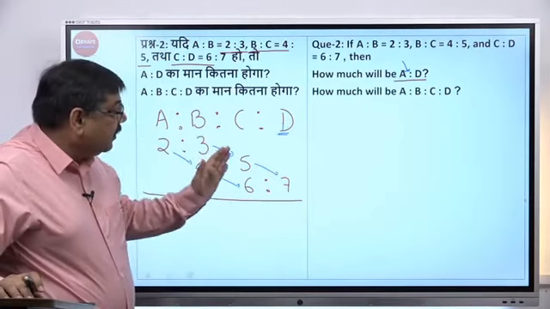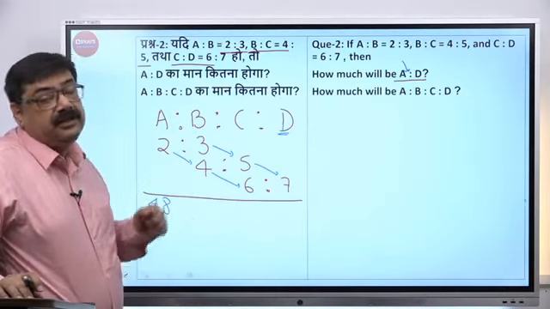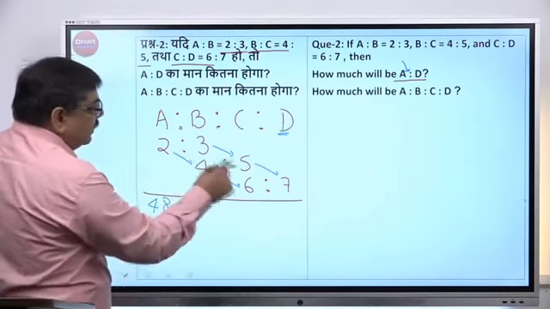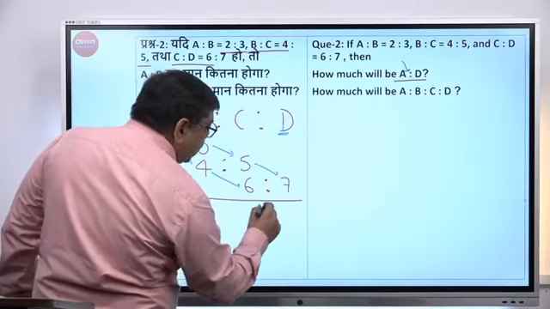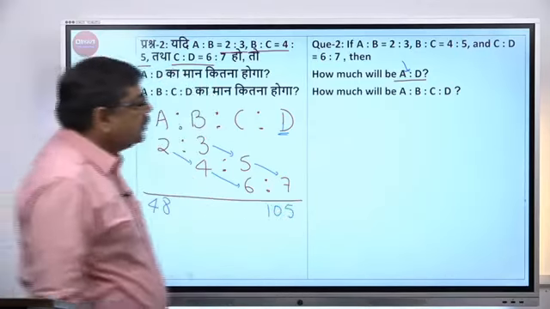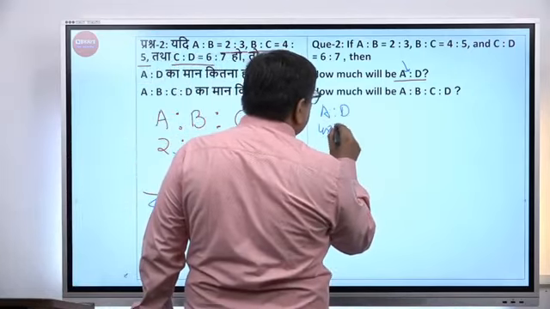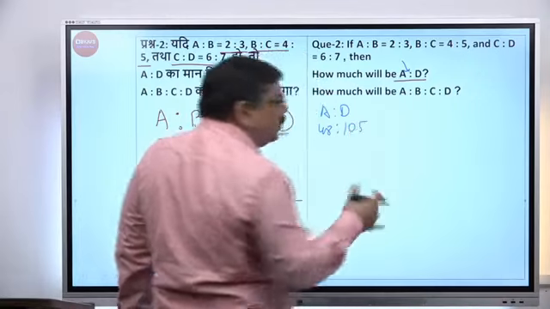So for D we found out, we had discussed that you multiply all the numbers given to you on the extreme right hand side. So it will be 3 5s are 15. 15 into 7 is 105. All right. So A is to D, I can say, is 48 is to 105. I can reduce it further.